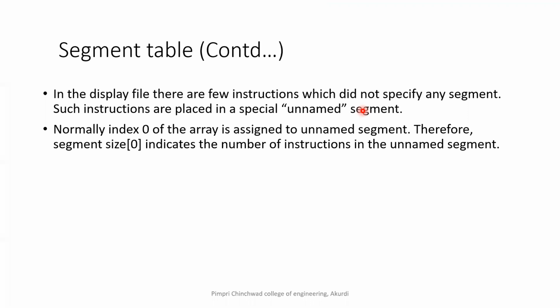In the display file there are a few instructions which don't specify any particular segment. Such instructions are placed in a special unnamed segment. Normally, index 0 of the array, or the starting location of the array, is assigned to the unnamed segment. Therefore, segment size 0 indicates the number of instructions in the unnamed segment.